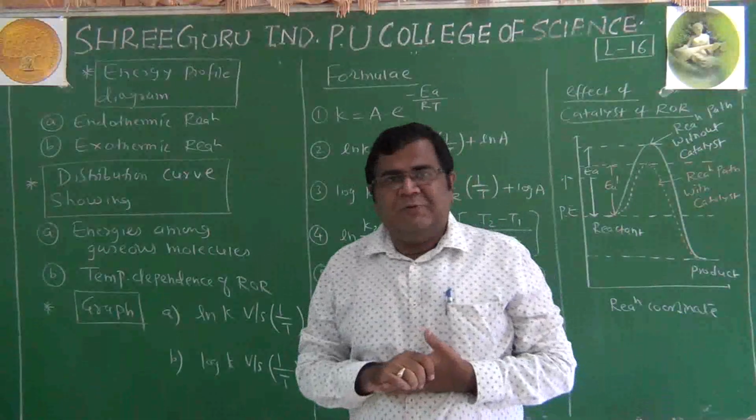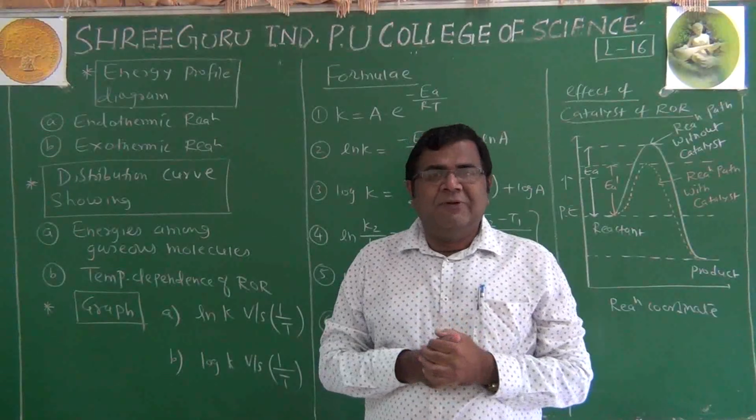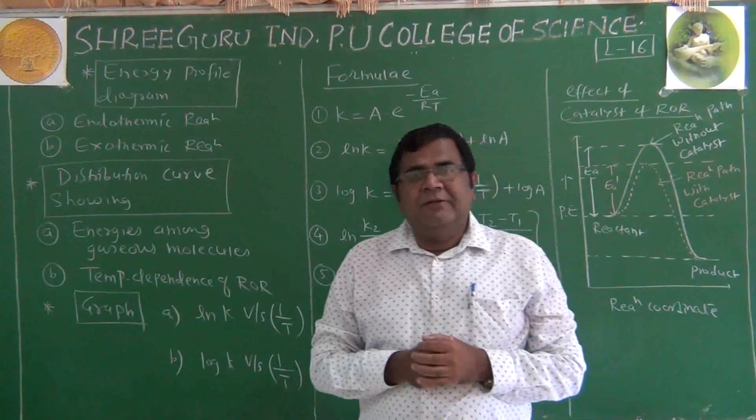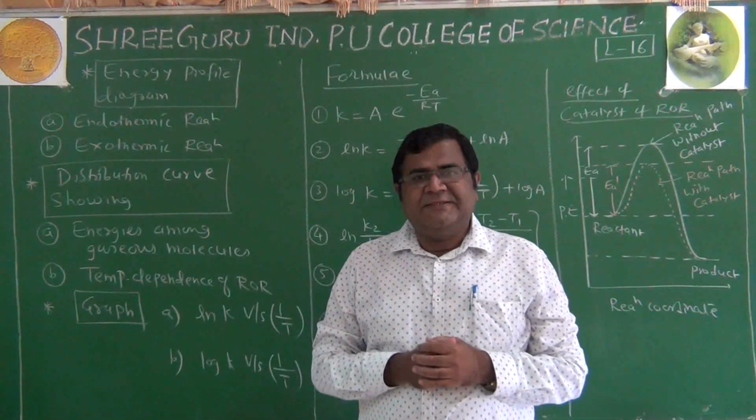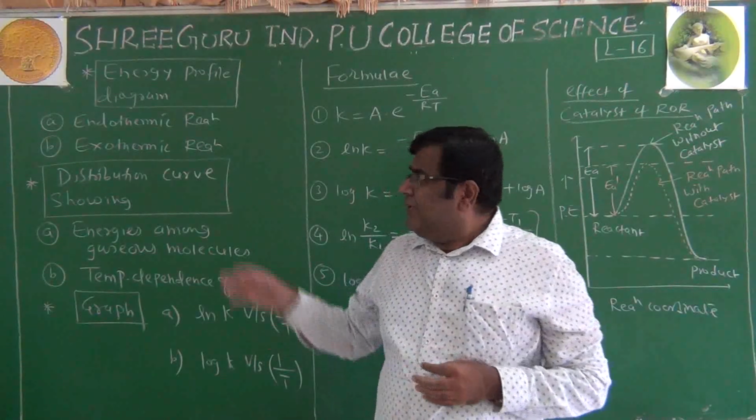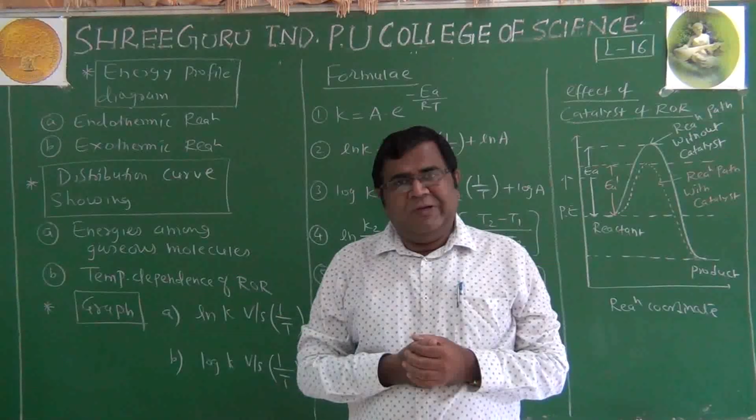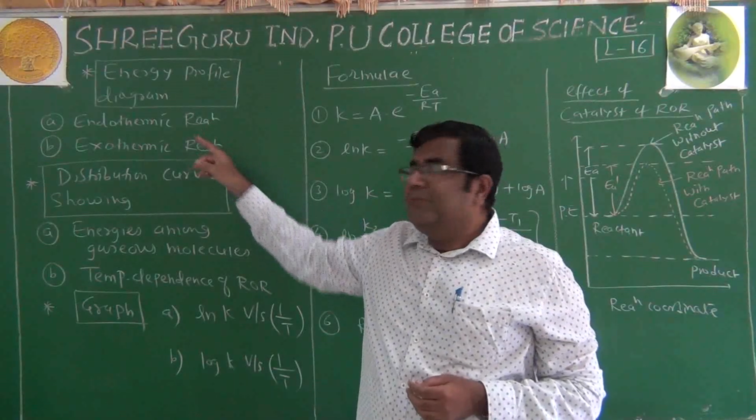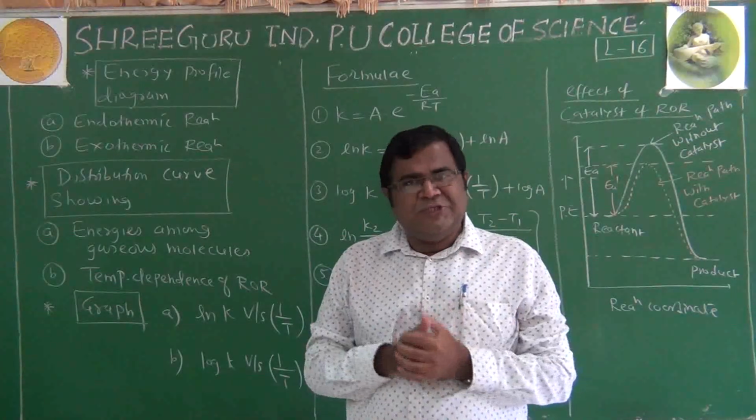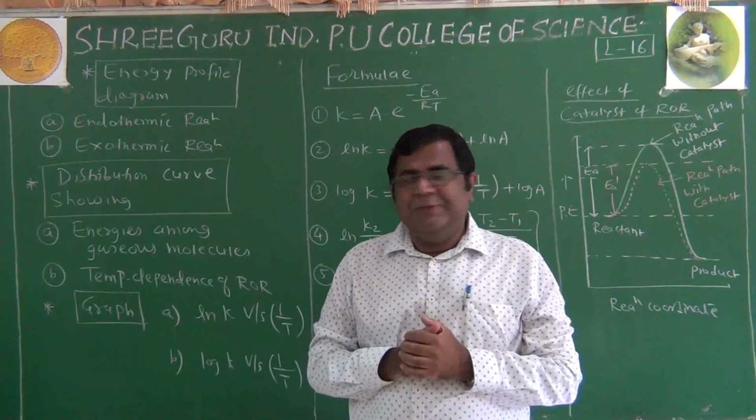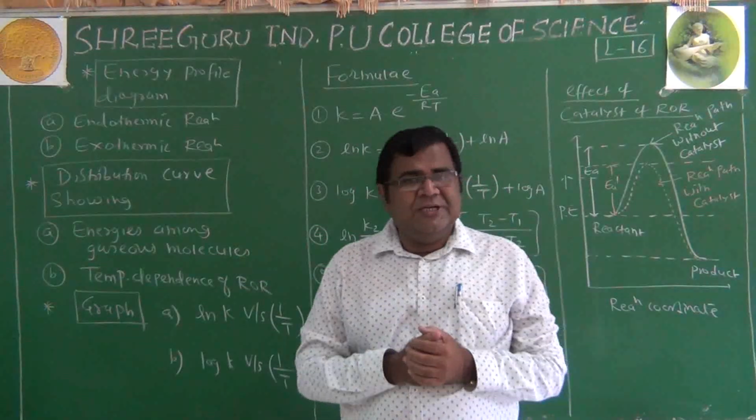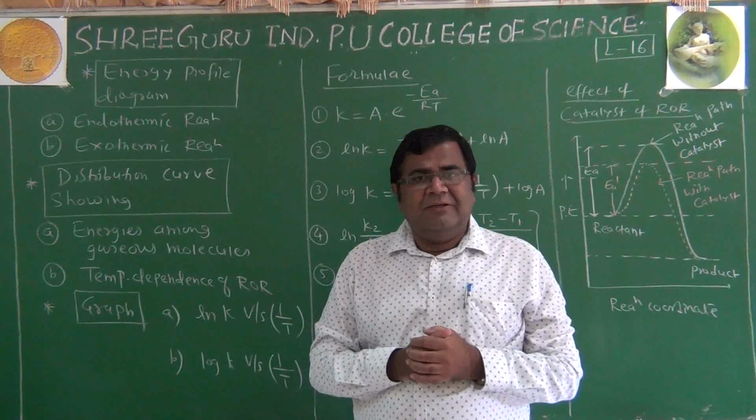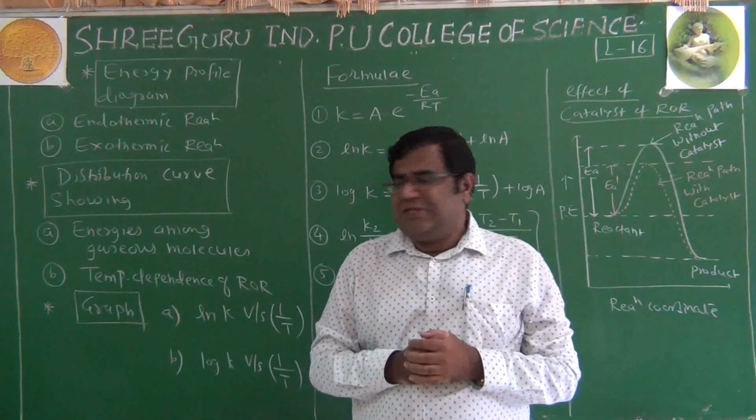In the last class we learned about the dependence of rate of reaction on temperature, and also completed collision theory of chemical reactions and effect of catalyst. Some diagrams we have drawn in last class, namely the energy profile diagram for an endothermic reaction in which delta H is positive, HR is smaller than HP. For an exothermic reaction, delta H is negative, HP is smaller than HR.